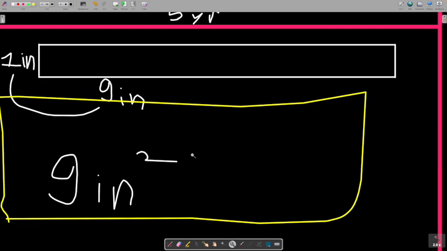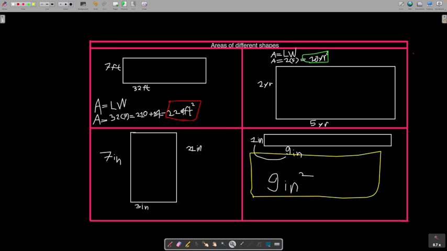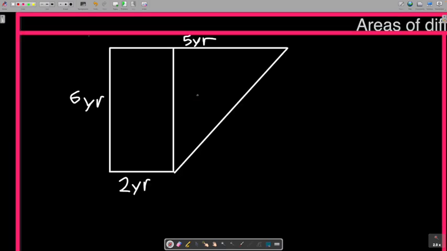Now let's move on to the compound shapes. And what I mean by compound shapes, we're going to put more than one shape together, and then we're going to have to see the value, or the area. You'll see how it works. So let's go there. Compound shape number 1.